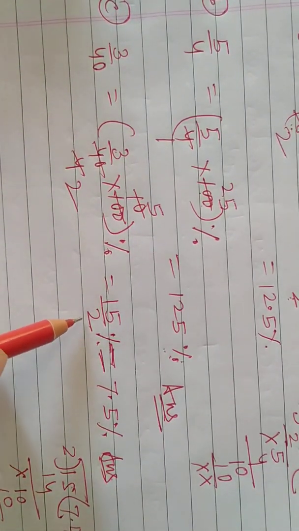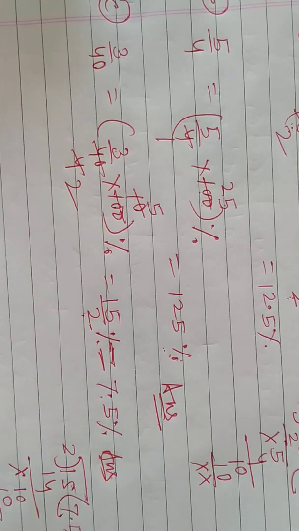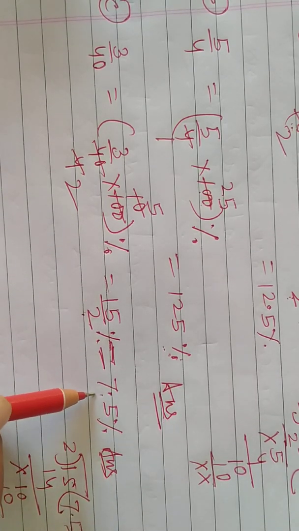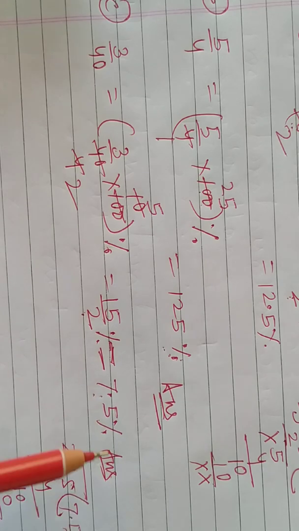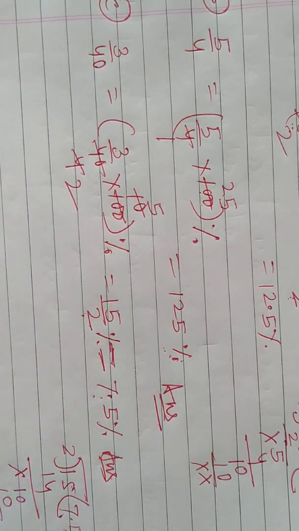I told you when the denominator is less than the numerator then you have to convert into decimal or mixed fraction. If you write in mixed fraction, no problem, the answer is correct. If you put a point sign, no problem, both are correct. Okay.